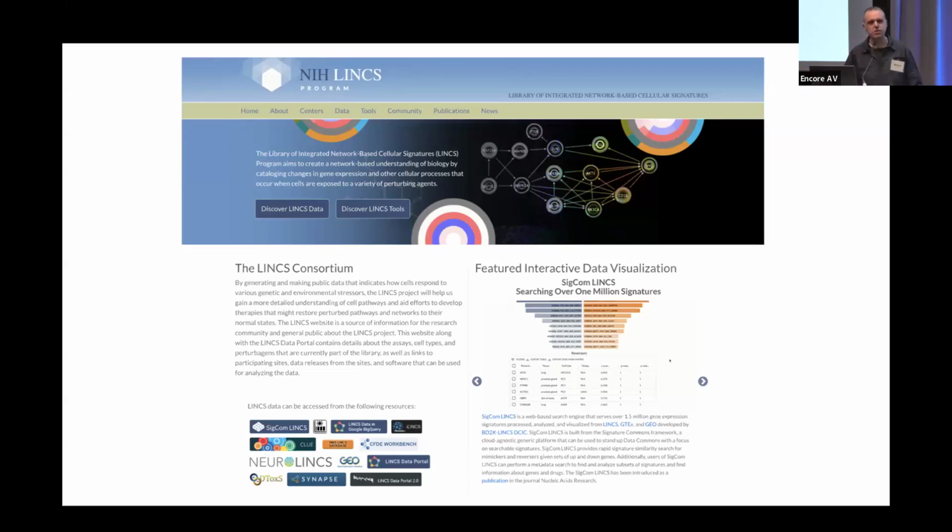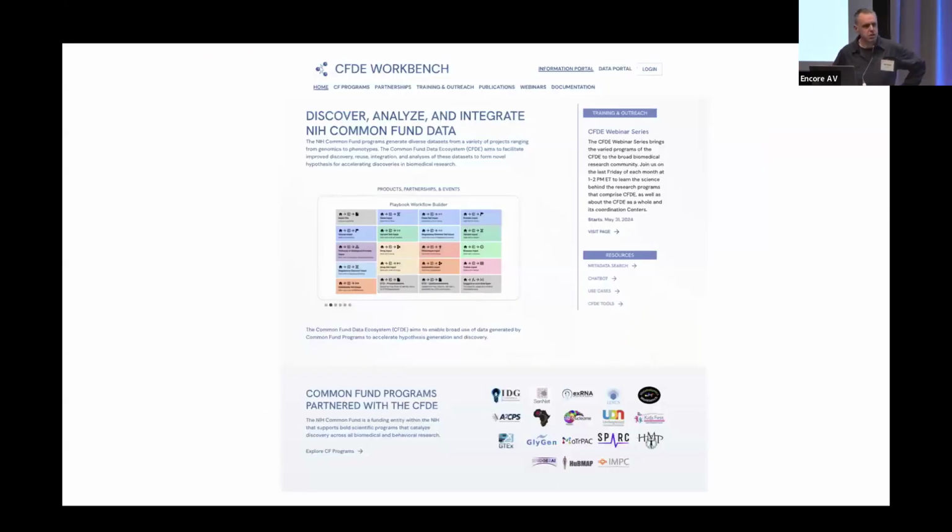And LINX has been central in the generation of reprotox style prediction knowledge base that we have generated as a demonstration use case within the CFDE, which I will present in short order. So these were 8 other common fund projects that are being integrated within the context of the CFDE. And the CFDE itself, of course, has its own toolkit.